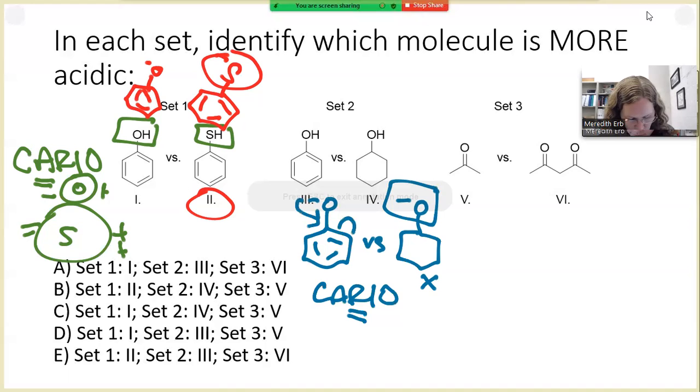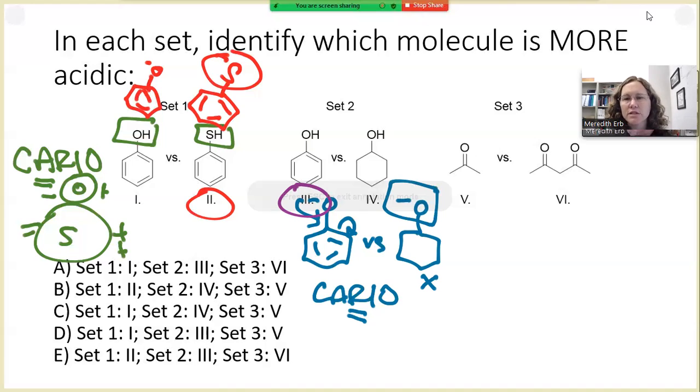However, we can spread the charge out multiple times for molecule number 3. So it does have resonance. Resonance is stabilizing. So that means that we're going to have a more stable base with the resonance. So that means that molecule 3 is going to be more acidic because it has the more stable conjugate base. Okay, let's take a look at our last set, number 3. This is a little bit of a harder example.